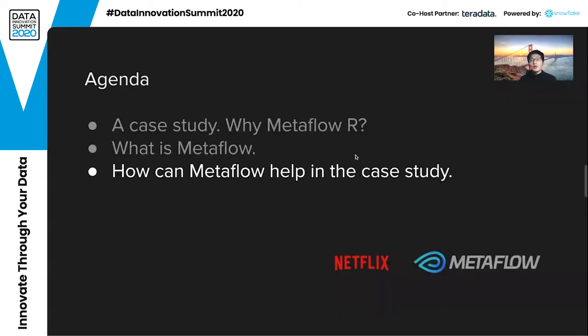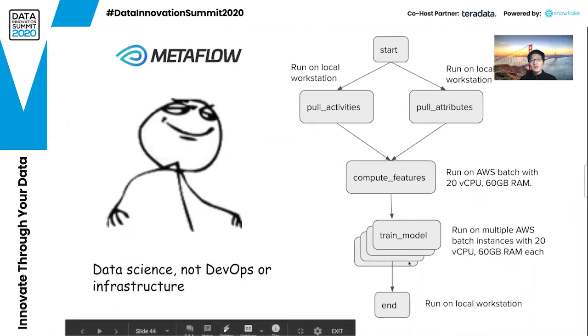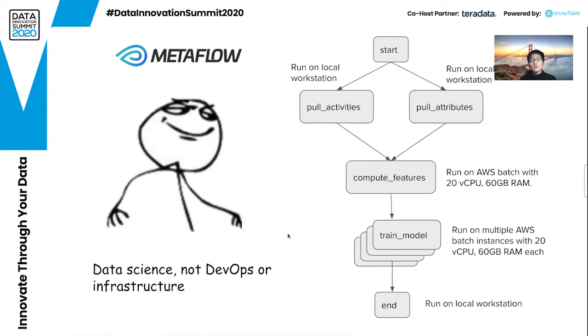Let's come back to our previous case study and see how Metaflow can help. With Metaflow, our data scientists can just run the data pooling in parallel on local workstations, run feature computation on one big AWS instance, and parallelize parameter search over many AWS instances, all together in a single flow. In this way, we're able to focus on data science, not DevOps or infrastructure.